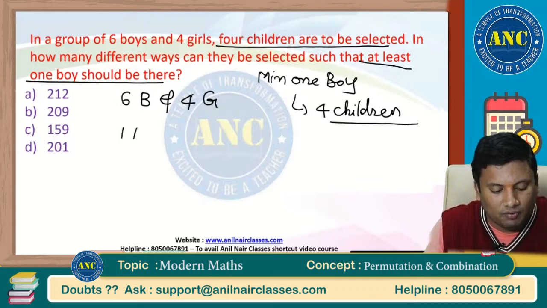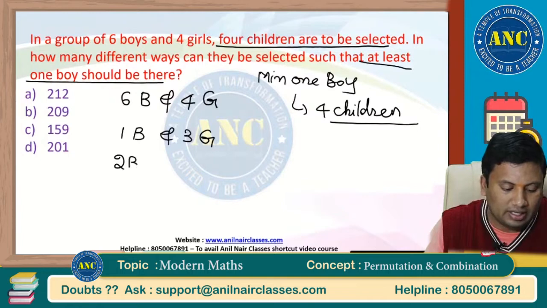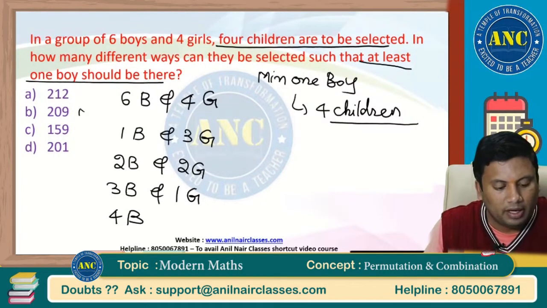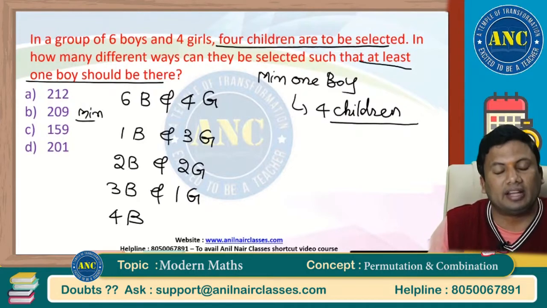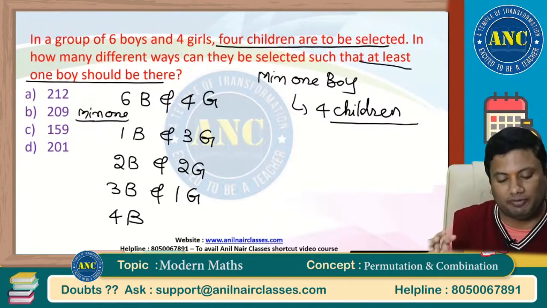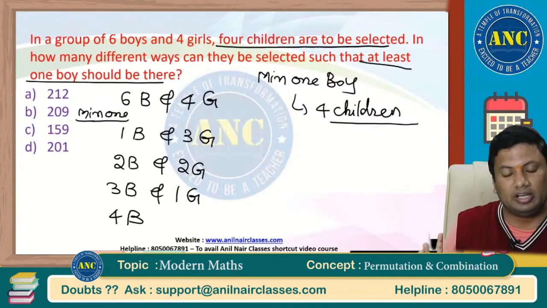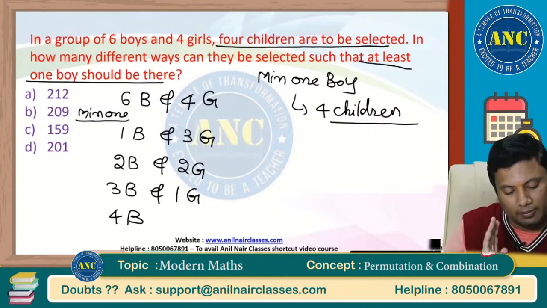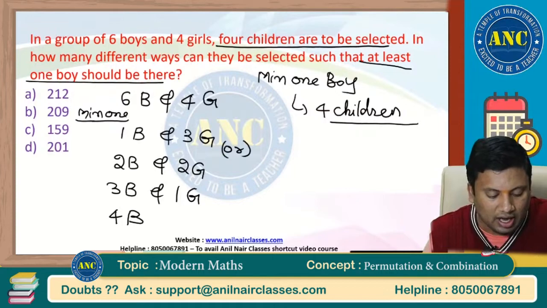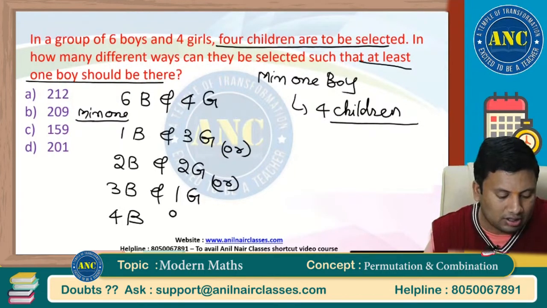That means 1 boy and 3 girls, 2 boys and 2 girls. Are you all with me? 3 boys and 1 girl, and 4 boys. Minimum 1 boy means it could be greater than or equivalent to 1 boy. So total I require for 1 boy, that means remaining 3 girls; 2 boys and 2 girls, 3 boys and 1 girl, and 4 boys. So this is nothing but an or condition. Either this or this or this or this.